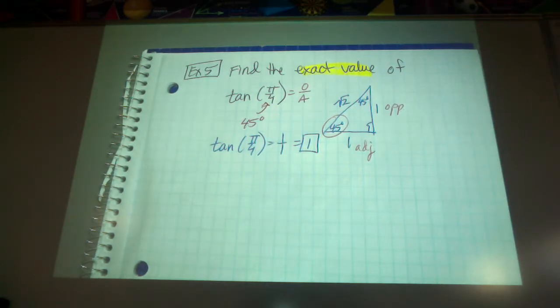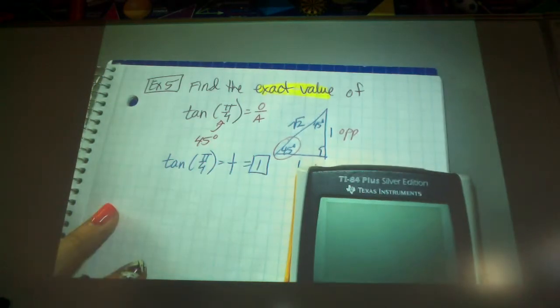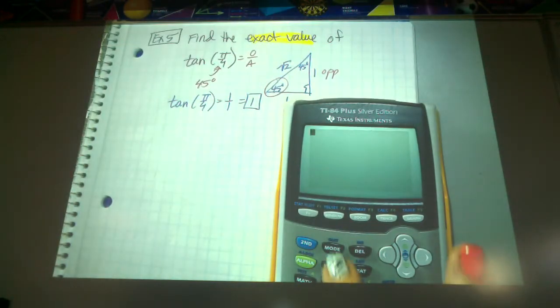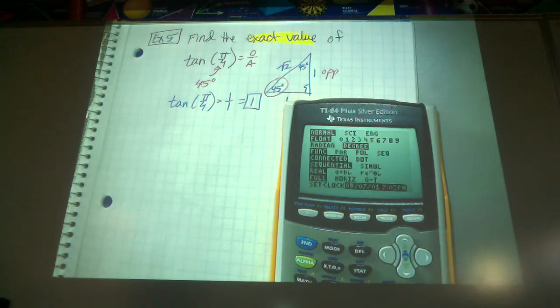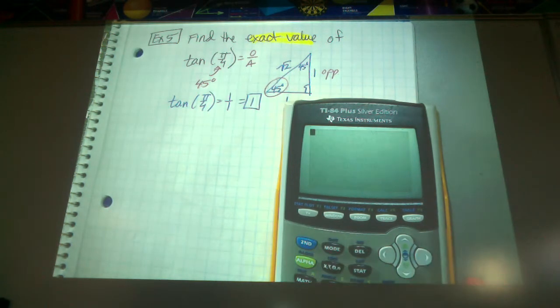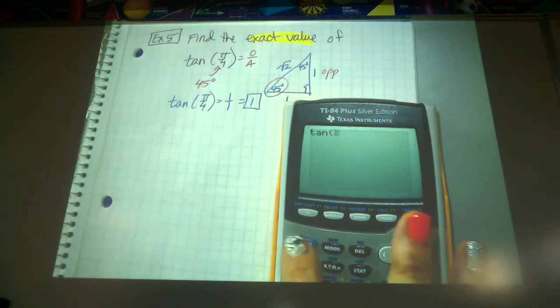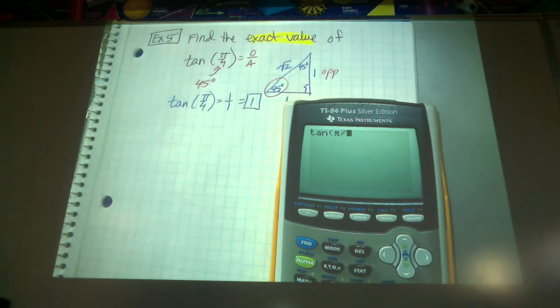Now, if you were to plug this one into your calculator, what are you putting into your calculator? Degrees or radians? Radians. So wouldn't you have to change your mode to radians to check it? So let's go ahead and do that. So I'm going to change my mode to radians. And then we're going to do the tangent of pi divided by 4, and your parentheses. Then I get 1. And so should you. Are we all okay with that?